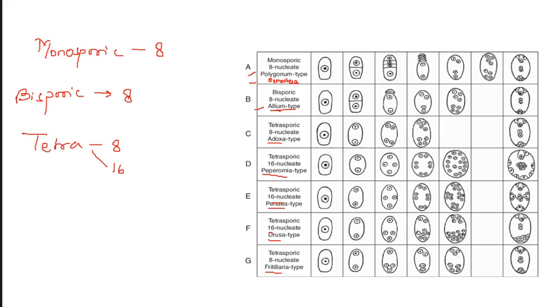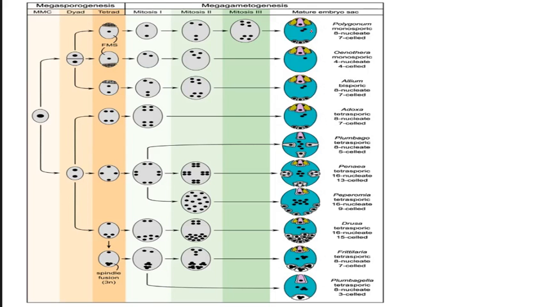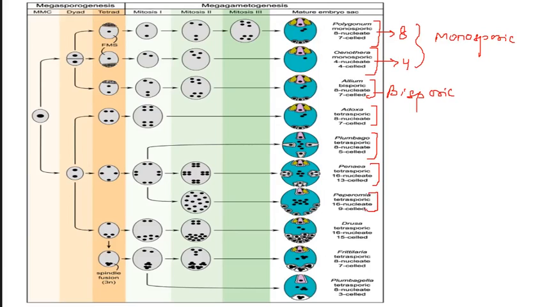So let's get back to the question. Now one more picture I have. You can see Polygonum is monosporic, Enothera is also monosporic. Enothera is 4-nucleate, Polygonum is 8-nucleate. Both are monosporic. Allium is bisporic. Now Adoxa, Plumbago, Penaea, Peperomia, Drusa, Fritillaria and Plumbagella, they all are tetrasporic. They can give you one example and you have to match.